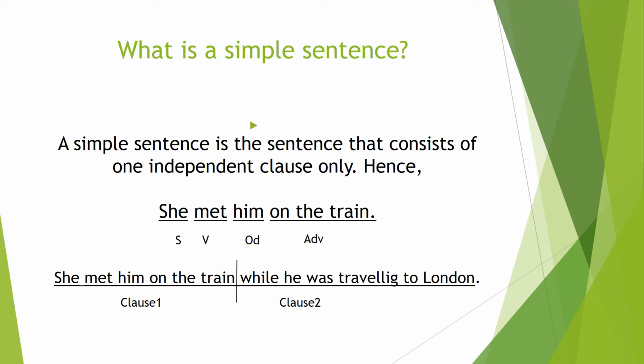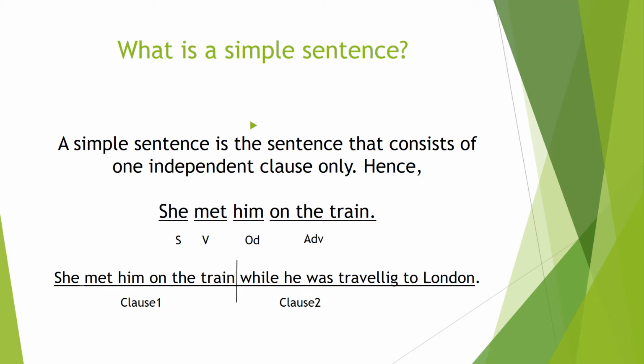In this sentence, we can see that there is only one subject, which is she, followed by only one verb, which is met, and followed by one direct object, which is him. We don't have any more subjects or verbs or objects in this sentence. This means that we have only one clause. What type of a clause is it? As it is said in the definition, it is an independent clause. I think you know what we mean by the independent clause. The independent clause is the clause that can stand alone and have meaning.